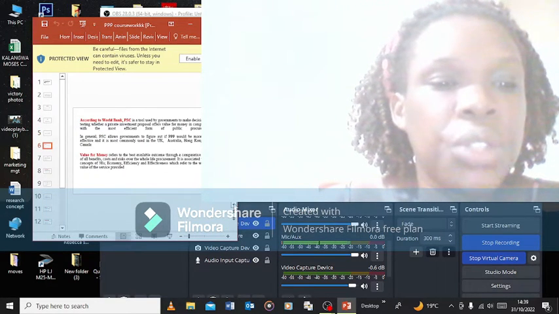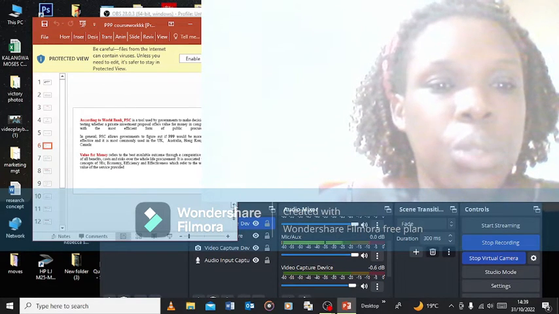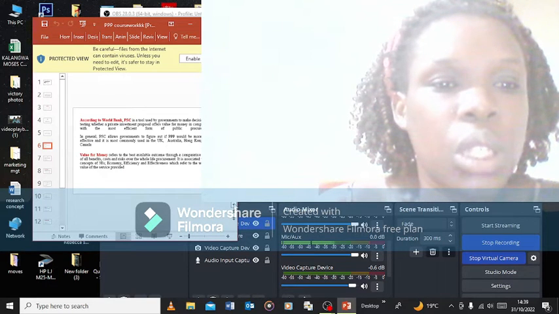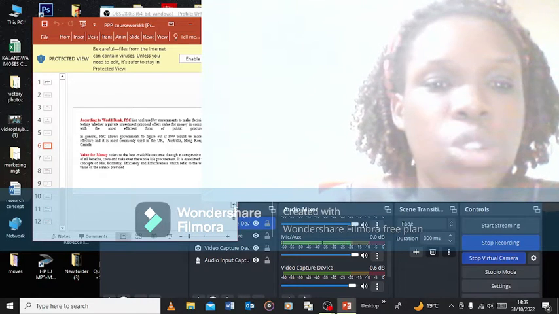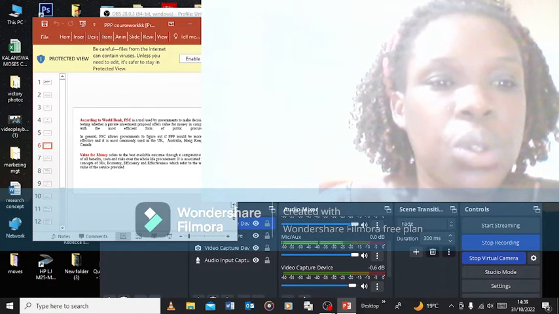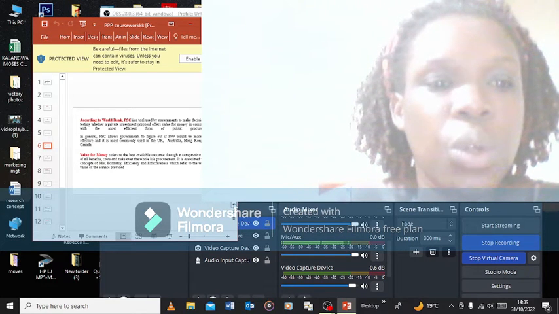Then, the definition of value for money is that it refers to the best available outcome through a comparative analysis of all benefits, costs, and risks over the whole life procurement. It is associated with the concept of the 3 E's: economy, efficiency, and effectiveness, which refer to the whole life value of the service provided.